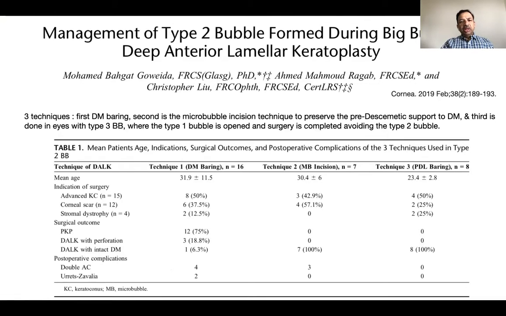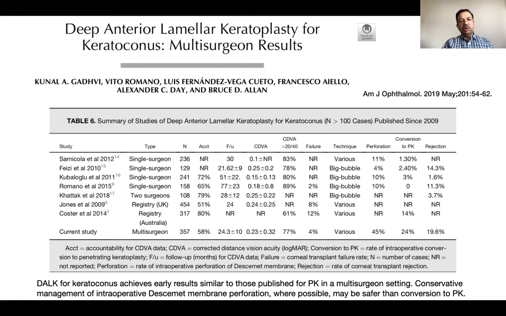On type 2 bubble management, this is a nice paper published last year where they looked at the various management techniques. In the first technique, they tried to expose the type 2 bubble. In the second and third, they tried to do manual pre-Descemet's dissection. The outcome was that when you try to expose the type 2 bubble, in almost 75% of the cases you have to convert to a penetrating keratoplasty. As opposed to techniques 2 and 3, where exposure of the type 2 bubble was avoided, they did not have any conversion.